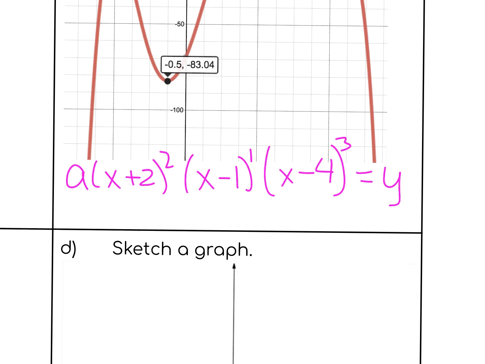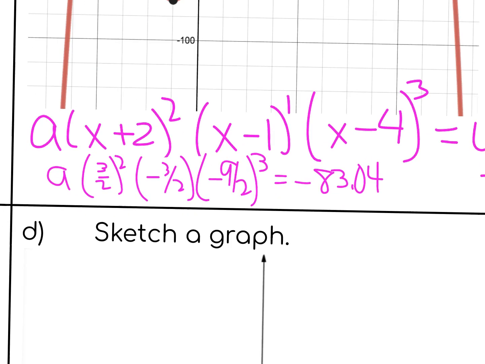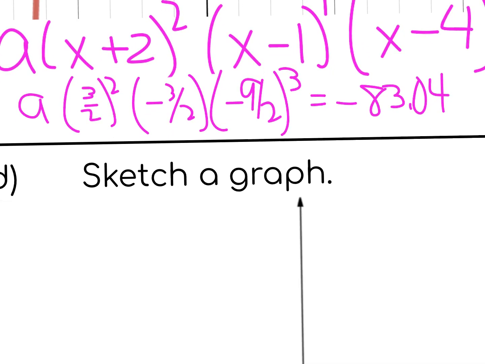Negative 0.5. So a times 2 minus a half is 3/2. Negative a half minus a half is negative 3/2. Negative 1/2 minus 4 is negative 9/2. That's going to be negative 83.04. I should have just done decimals apparently. So let me do that calculation.